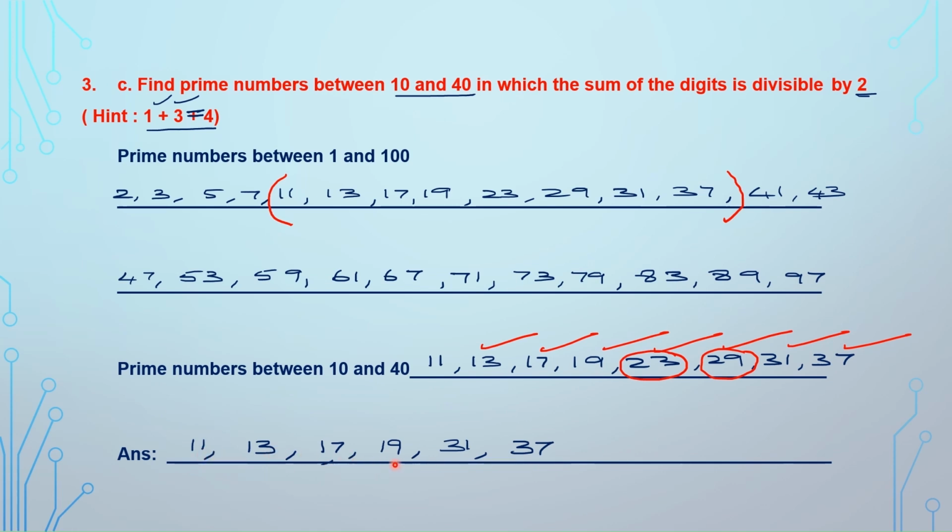When you add up their digits, you get even numbers: prime numbers between 10 and 40, whose sum of digits is an even number and is divisible by 2. So with this, children, we come to the end of this exercise. Thank you, children.